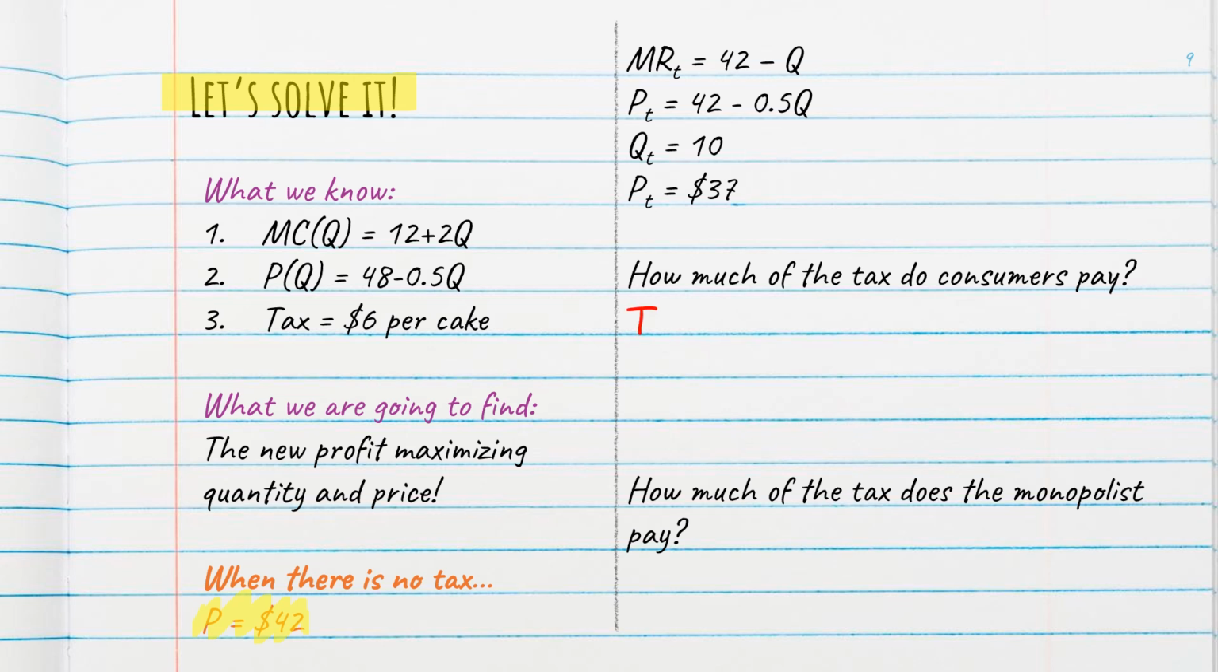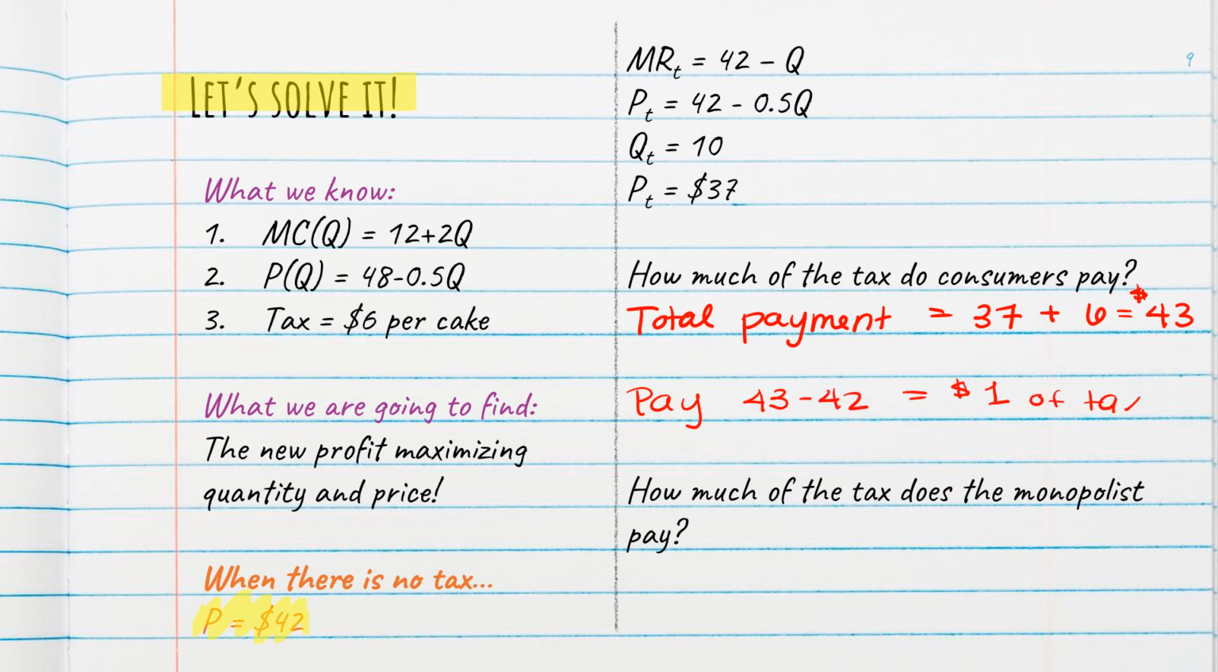So we can say that their total payment is equal to $37 plus the $6 tax, which is $43. So their total payment under the tax is actually $43, and they used to only pay $42. So it should be clear that consumers pay the difference, 43 minus 42, which is equal to $1 of the tax.